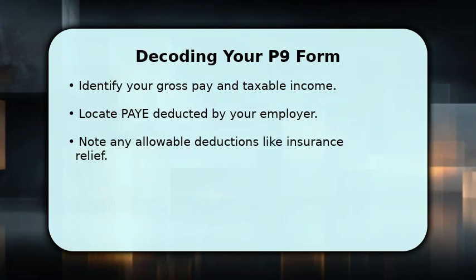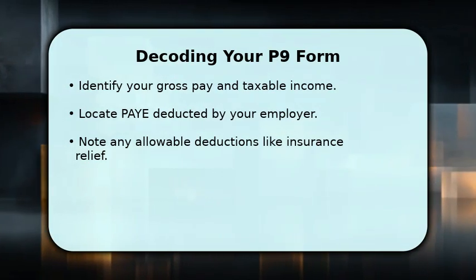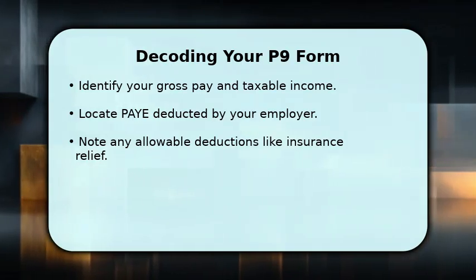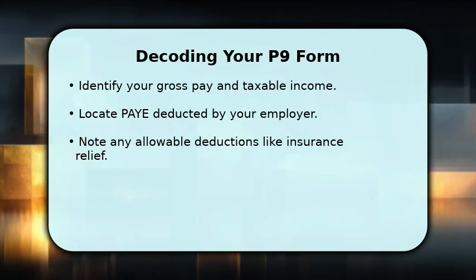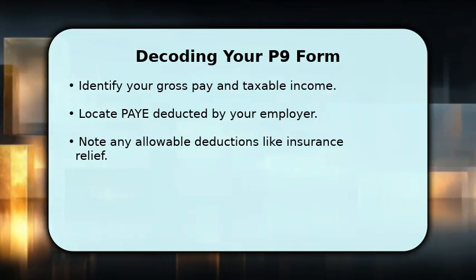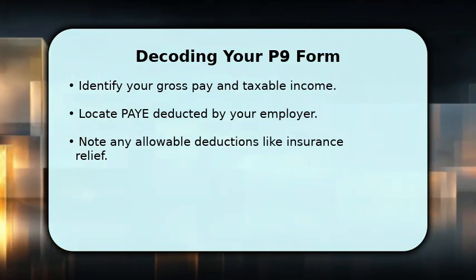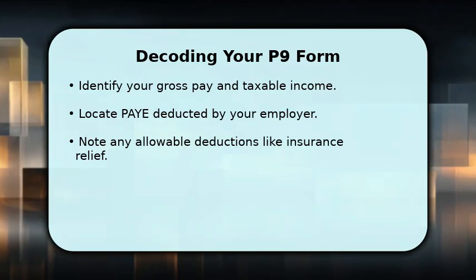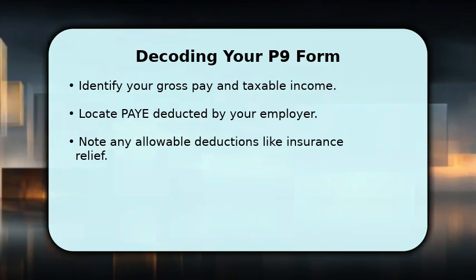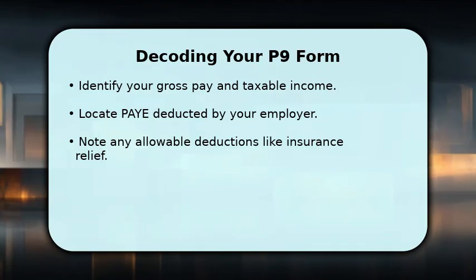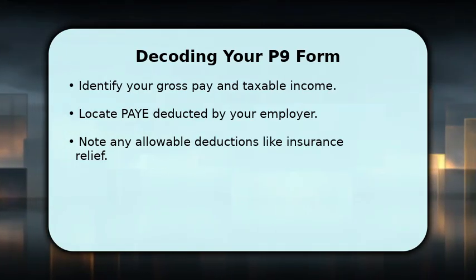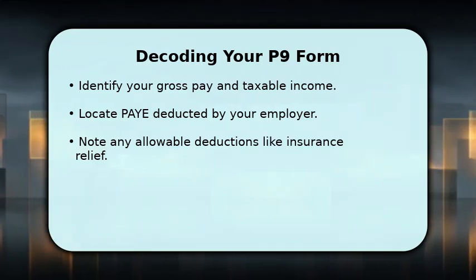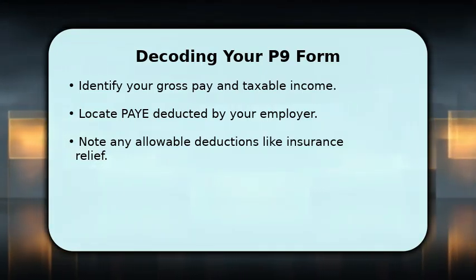Your P9 form is crucial for accurate tax filing. It details your total gross pay, which is your earnings before deductions. You will also find your taxable income and the pay-as-you-earn, or PAYE, amount deducted by your employer. Look for any insurance relief or other allowable deductions. Always cross-reference these figures with your monthly payslips to ensure consistency and prevent errors.